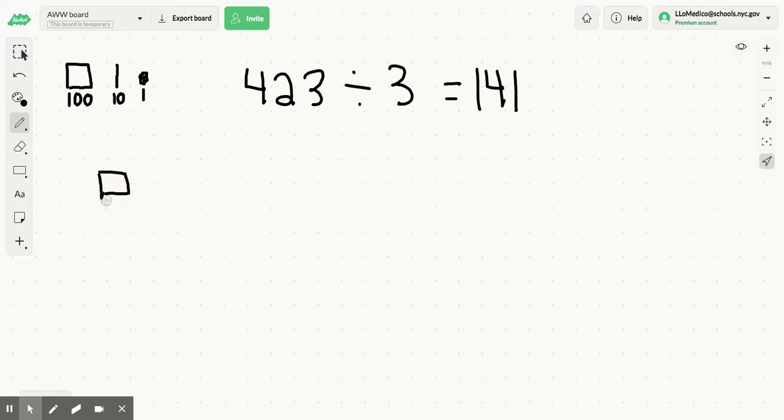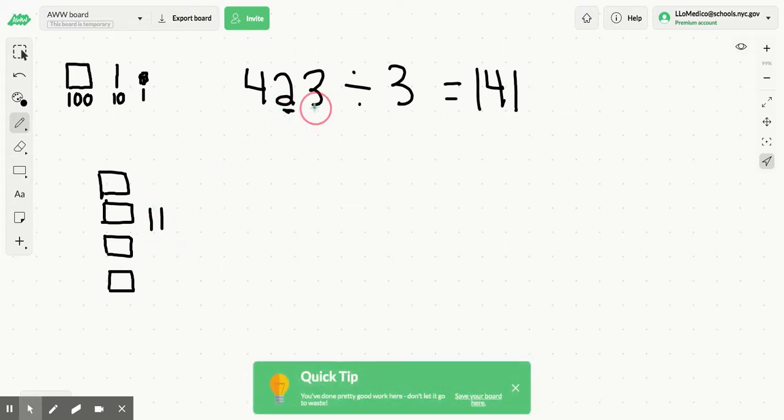We're going to need 400. It's not going to be my best work, but it will help you if you're having a hard time. So we have 100, 200, 300, 400. We need 2 10s to represent the 20, and then we need 3 1s. So just to save time, I'm going to make dots to represent the ones, okay?